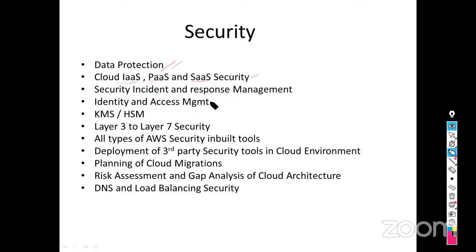Then again, from a security perspective, what is identity and access management, what is key management systems, what is hardware security modules for managing your public and private keys. Then we will also cover layer 3 to layer 7 securities, what security products we are using for network level securities, for layer 7 application WAF securities. We will cover all the currently inbuilt AWS security tools available in the AWS console. We will cover all these.